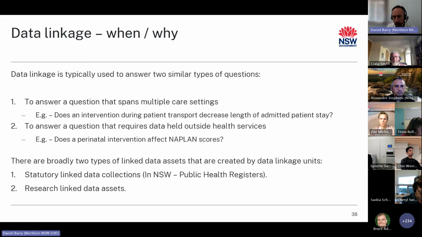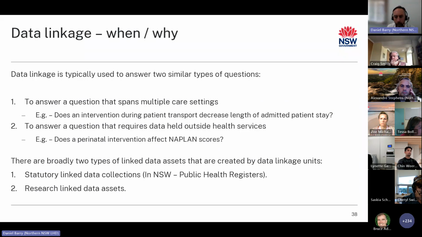Why am I talking about this and going into so much detail? Well, it's because the statutory linked data collections can be used for research under the right conditions. So when the research fits the legal use case for the statutory data collection, and where the statutory data collection contains sufficient data to answer the research questions.